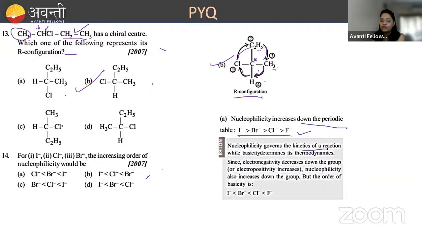Nucleophilicity governs the kinetics of a reaction, while basicity determines its thermodynamics. So if electronegativity decreases down the group, that is electropositivity increases, the nucleophilicity also increases down the group. But the order of the basicity will be like this. Basicity का order ये है, लेकिन nucleophilicity का order ये है. समझ में आ रही है सब लोगों को बात? Very, very important point. This example is very important. So that's why option A is the correct answer. Any doubt in this?